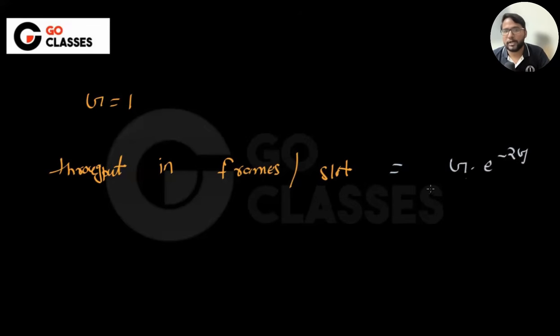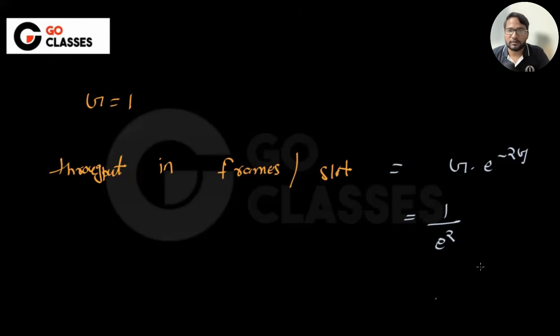Throughput in packets per slot or frames per slot? So in pure Aloha, the throughput formula in frames per slot is G times e to the power minus 2G, right? So if G is 1, then it is 1 upon e squared. Okay, in pure Aloha. Now they're saying that this is packets per transmission time.